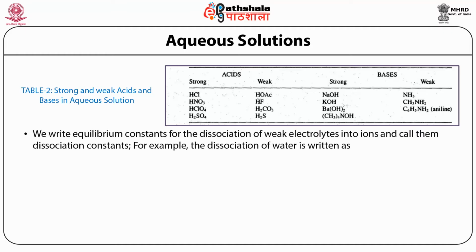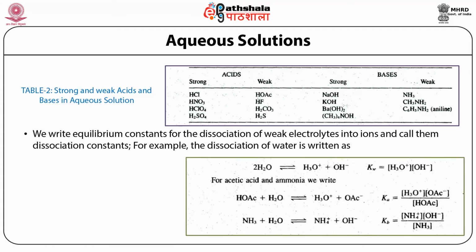We write equilibrium constants for the dissociation of weak electrolytes into ions and call them dissociation constants. For example, the dissociation of water is written as 2H2O in equilibrium with H3O+ hydronium ion plus OH- ion, that is hydroxide ion, and Kw is equal to the concentration of hydronium ion times the concentration of hydroxide ion.